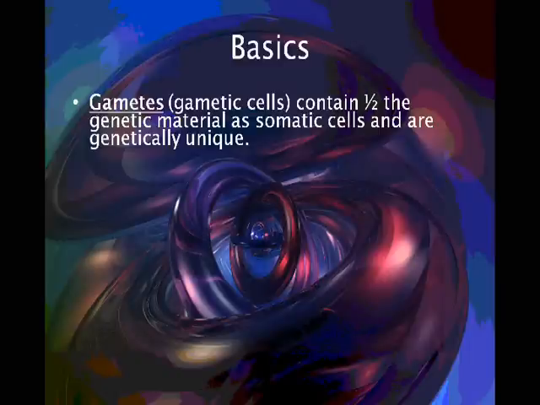Not only that, but they're also genetically unique. So as in mitosis, when we made exact duplicate copies of the parent cells, in meiosis, we're making genetically unique cells, which will be used to make offspring.